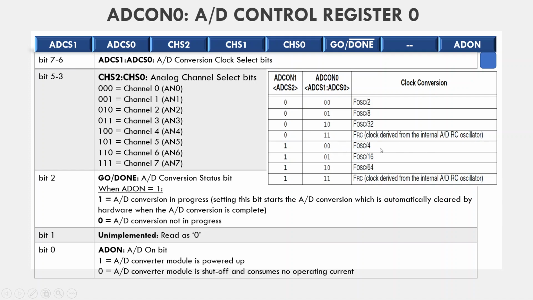When the bits select 100, the conversion clock frequency for the ADC is Fosc divided by 4, and for combination 101, Fosc divided by 16, and for 110, it is Fosc divided by 64, and for 111, this is the FRC, meaning the clock derived from the internal ADC RC oscillator.